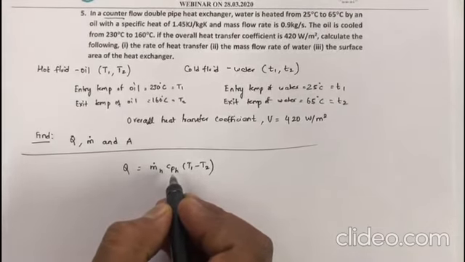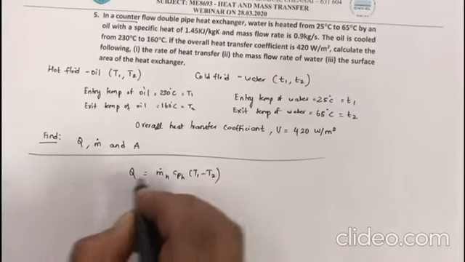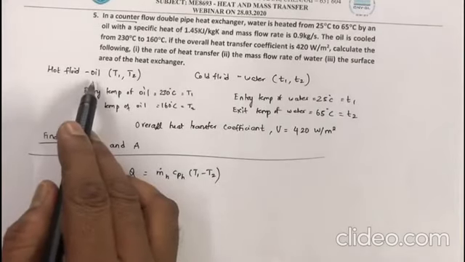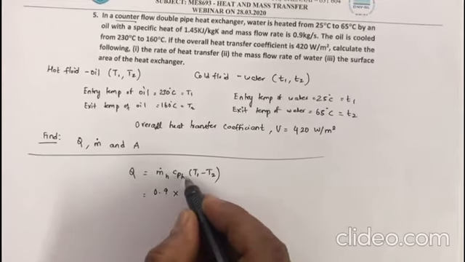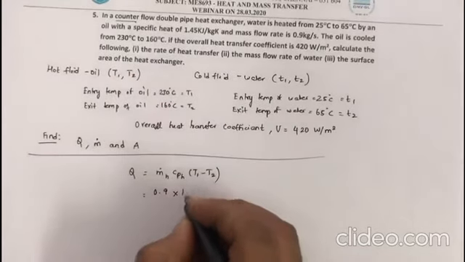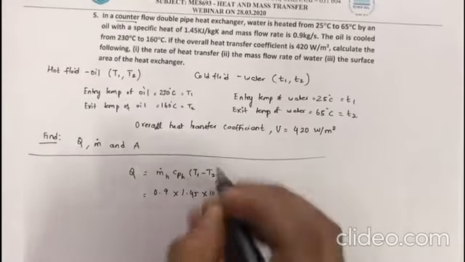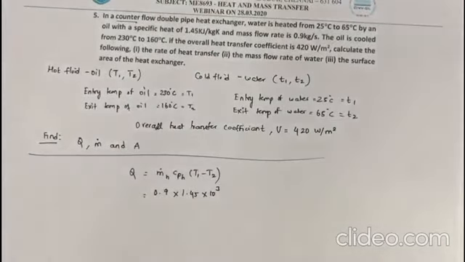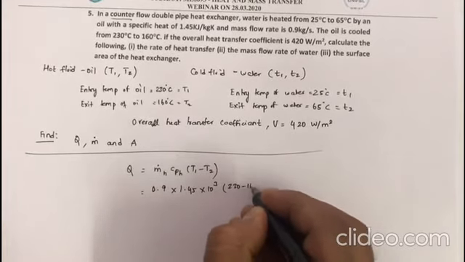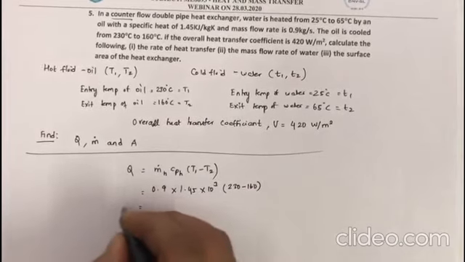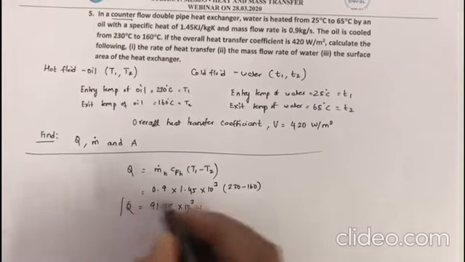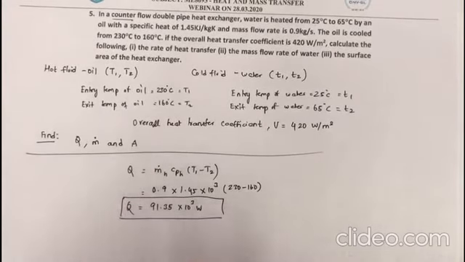Here you should note that the mass flow rate of the hot fluid is, the hot fluid here is oil, so 0.9, and the specific heat capacity of the hot fluid is, so the oil is the hot fluid, so specific heat capacity is 1.45 into 10 power 3. Do not substitute in kilojoules, so make sure you substitute in joules, and then the temperature difference 230 minus 160. So this will be 91.35 into 10 power 3 watts. So you have found out the heat transfer Q.